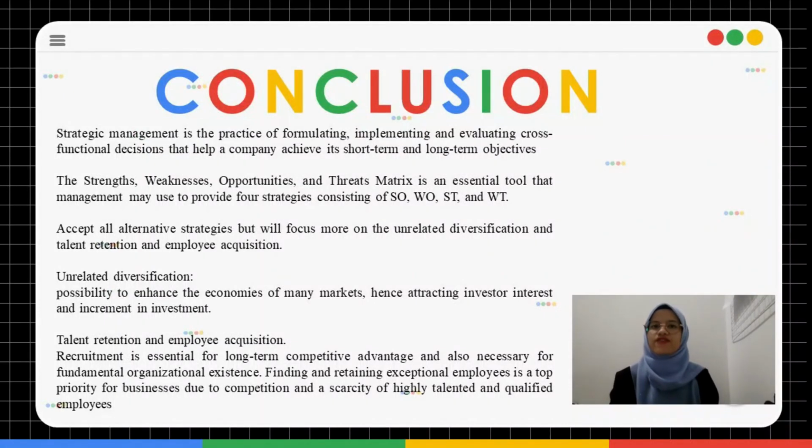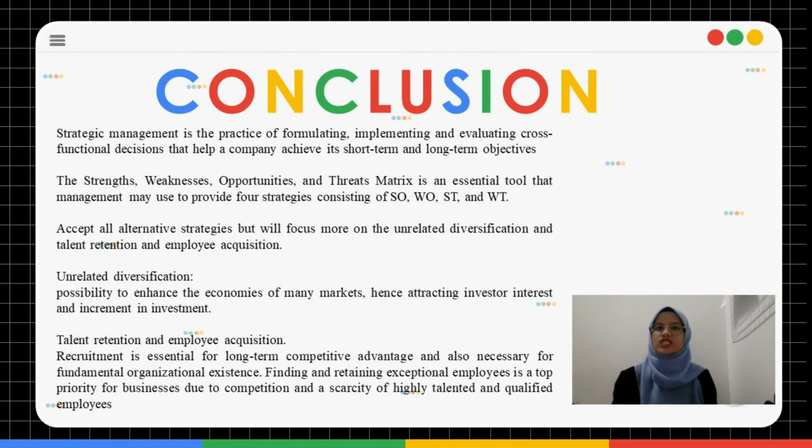As a conclusion, after reviewing each of the alternative strategies, we decide that all four strategies are needed to strengthen the organization. However, organizations need to pay more attention to the implementation of the unrelated diversifications, because there is a possibility to enhance the economies of many markets, and Alphabet should also focus on talent retention and employee acquisition, since recruitment is essential for the long-term competitive advantage and also is necessary for the real organizational existence.